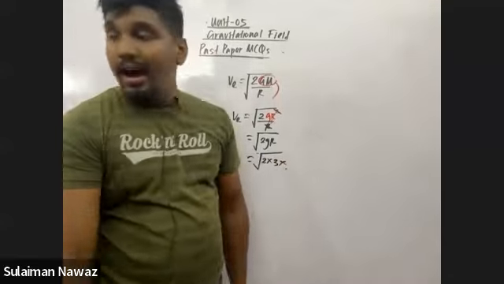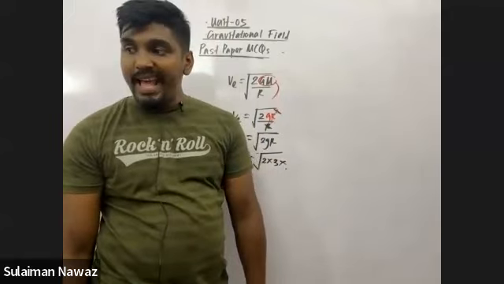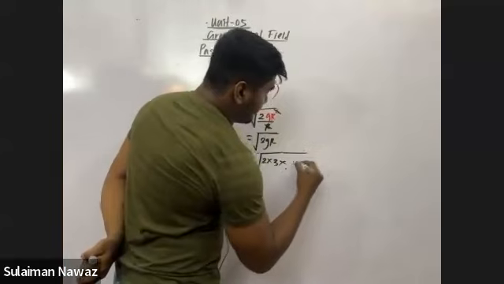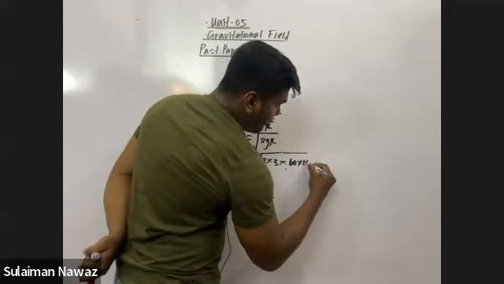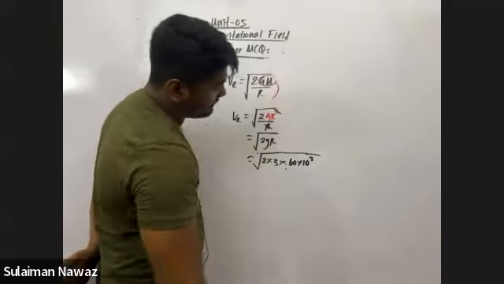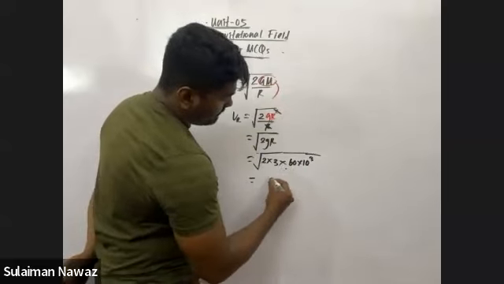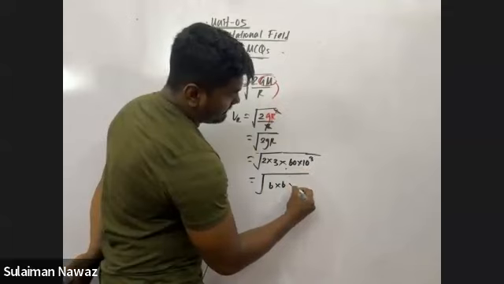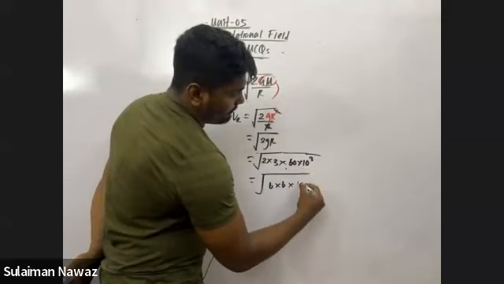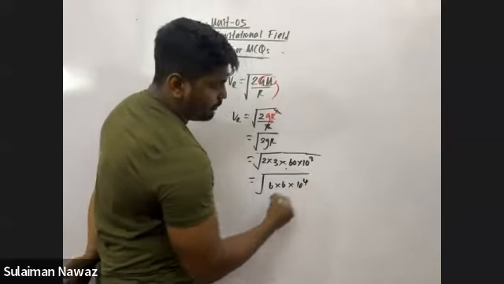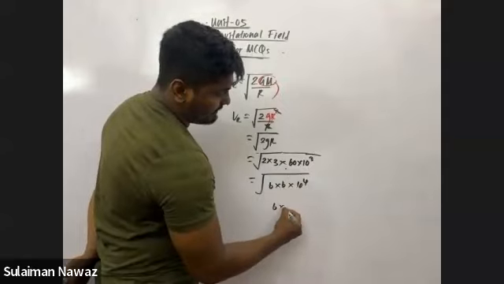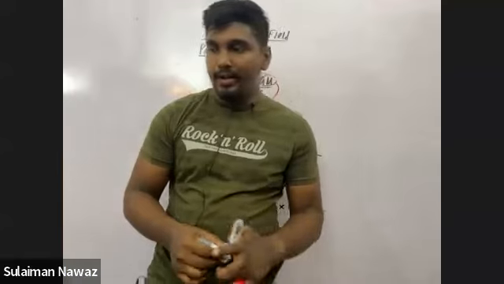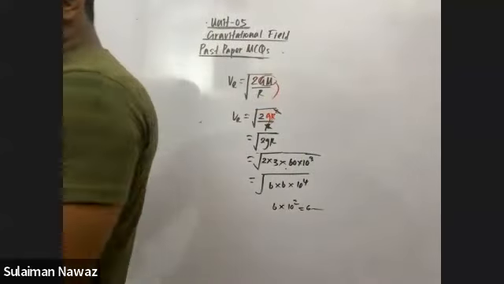Then R, the radius of the sphere they have given, 60 kilometers, but make sure to substitute in meters. 60 times 10 to the power 3. Am I correct? Then here, 2 into 3 means 6, 6 times 60, that is 36 times 10 to the power 4. When you take the root, what is the answer? 6 times 10 to the power 2. 600 m s minus 1. That's the answer. 2009 also discussed.